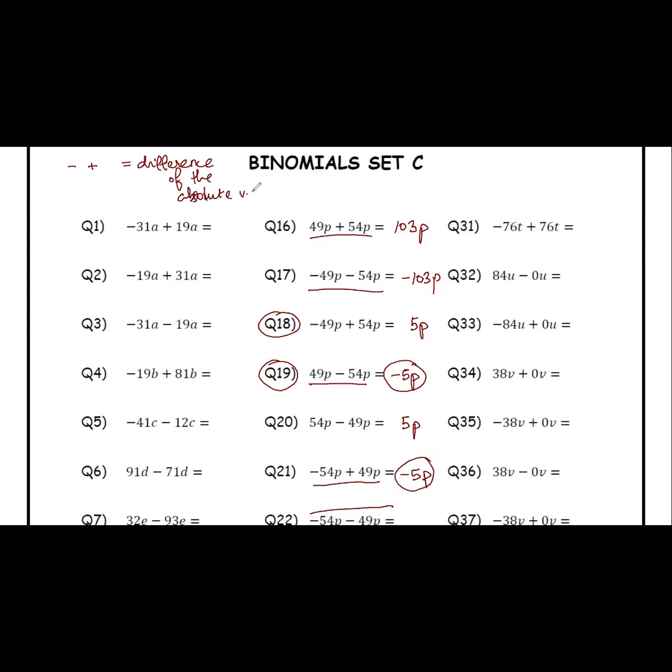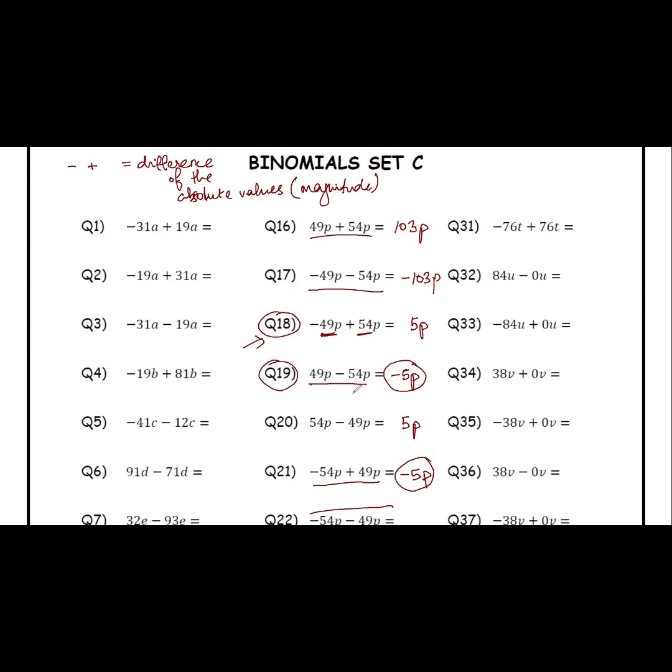Absolute values. In other words, the magnitude of the numbers without the variable. So out here in question 18, we only look at the numbers 49 and 54, disregarding the p. When we talk about the magnitude or the absolute value of a number, we disregard the positive and negative sign attached to that number. So we look at question 18 as 49 on its own and 54 on its own.